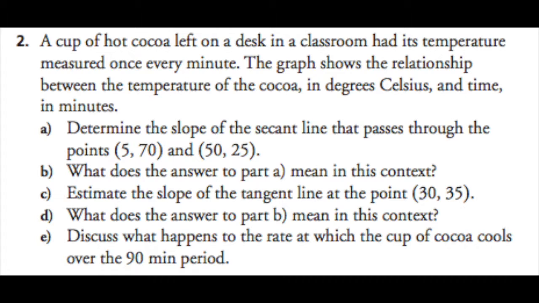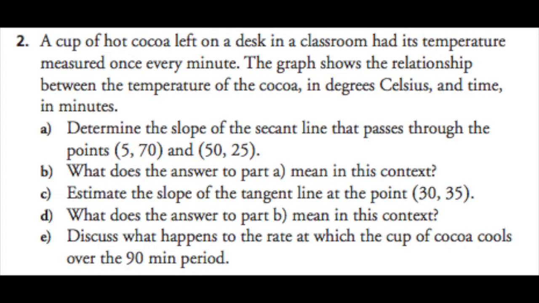Question 2 states, a cup of hot cocoa left on a desk in a classroom had its temperature measured once every minute. The graph shows a relationship between the temperature of the cocoa in degrees Celsius and time in minutes. Question A asks, determine the slope of the secant line that passes through the points (5, 70) and (50, 25). Question B asks, what does the answer to part A mean in this context? Question C asks, estimate the slope of the tangent line at the point (30, 35). Question D asks, what does the answer to part C mean in this context? Question E asks, discuss what happens to the rate at which the cup of cocoa cools over the 90-minute period.